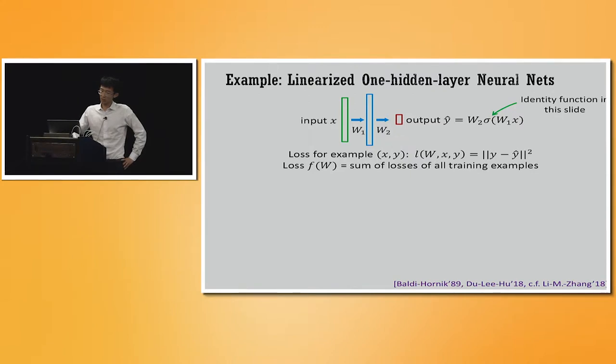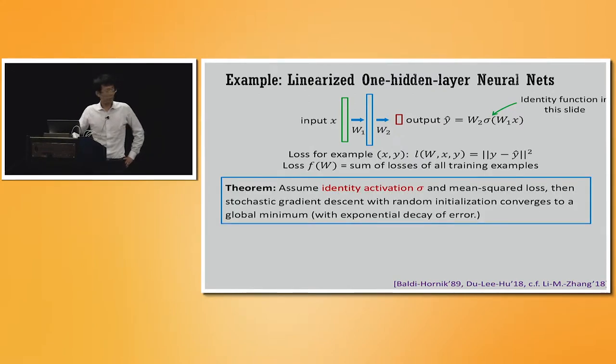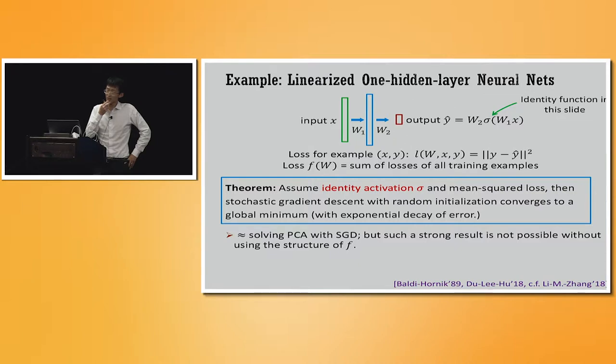So this sounds very simplistic. But the point is that you can prove a quite strong theorem here. If you assume the activation is identity and the square loss, then stochastic gradient descent can converge from a random initialization to a global minimum of this objective function, and actually with exponential decay of error. And the reason why we can have a relatively strong statement here is the structure of the problem. Because we don't have nonlinear activations, the problem is very close to solving PCA with SGD.